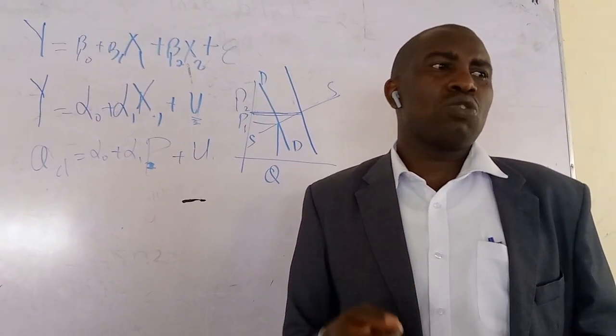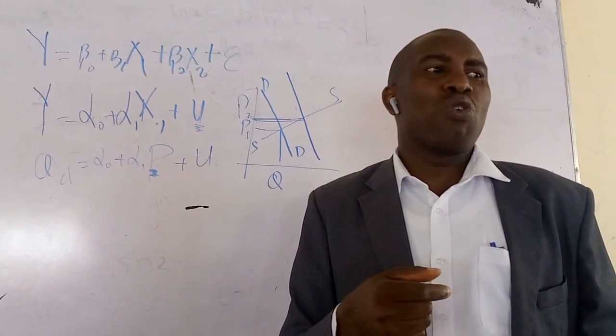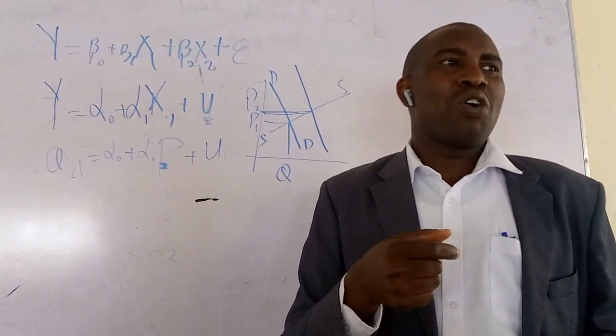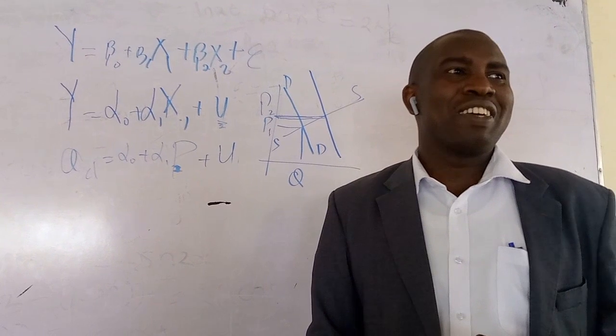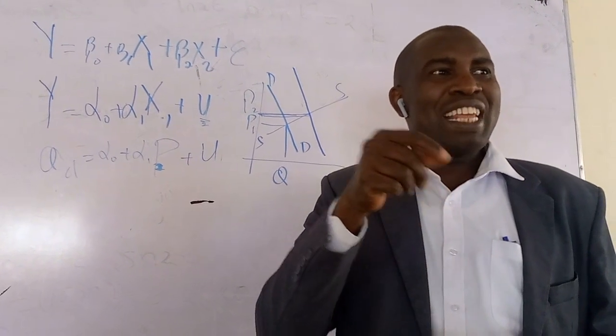So let us look at some of the consequences of overfitting a model. We call it including an irrelevant variable.